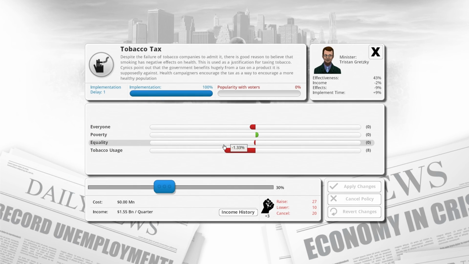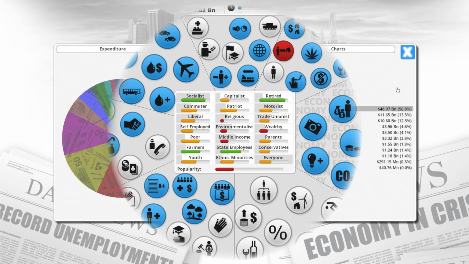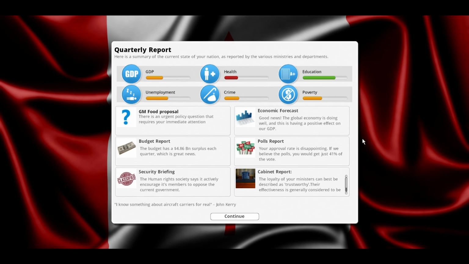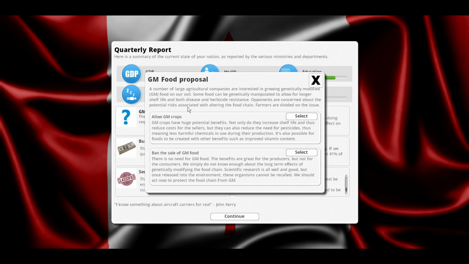See if I can raise anything else. No, I only have 3 political capital left, as you can see here, and everything has a cost. So to raise, to lower, and cancel a policy, these all have costs. So I'm just going to go ahead and close this, and at the end of my turn, I'm going to click on next, and now I can come here to my quarterly report, and we see our GDP, health, education, nothing's really moving.